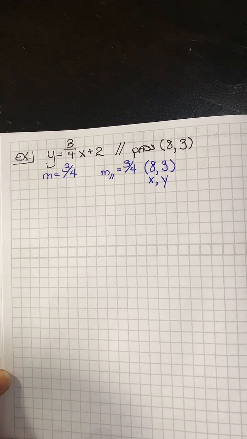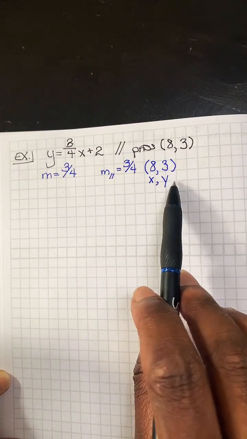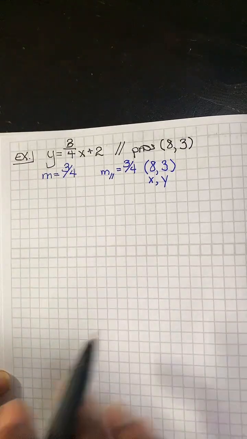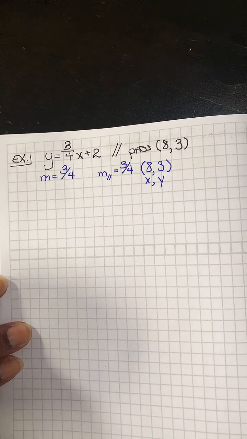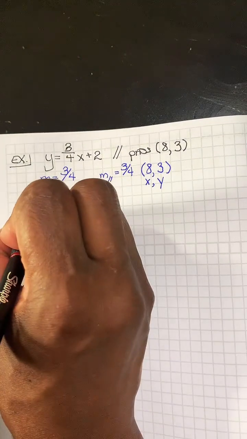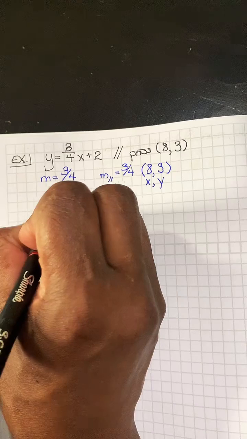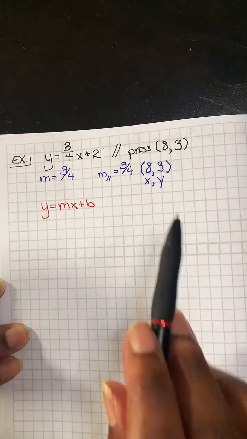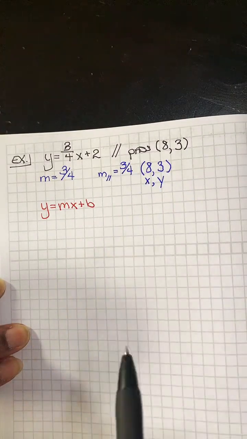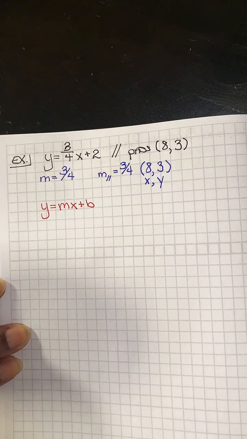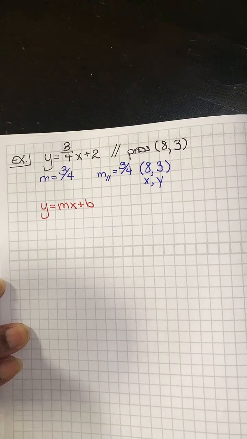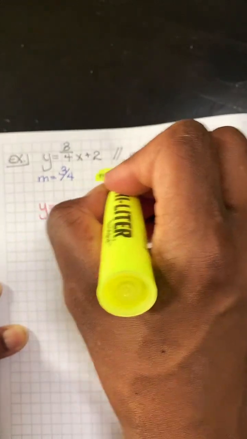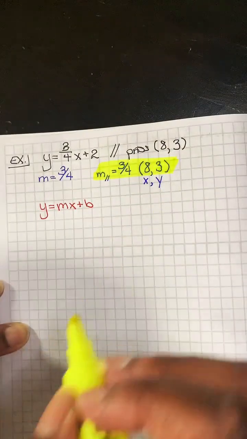All right, so looking at this information, we're looking for an equation that's going to be in slope-intercept form. So if we recall correctly, slope-intercept form is y = mx + b. We're going to use this information. Let me highlight it, as soon as I can find my highlighter. This is what we're going to use to plug in.